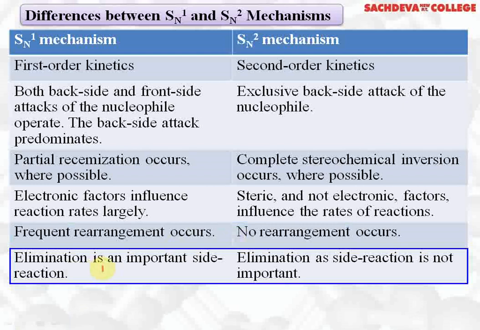Elimination is an important side reaction in SN1, because tertiary halides undergo elimination reaction more readily. In SN2, elimination is not possible because primary halides do not undergo elimination reaction easily.